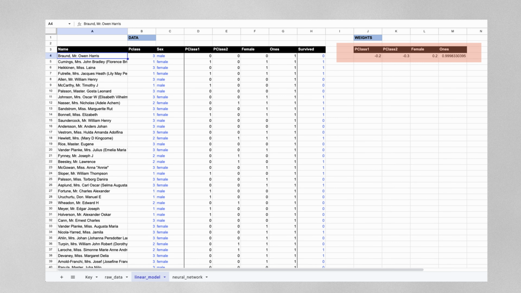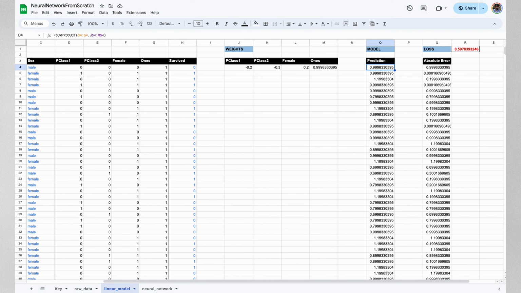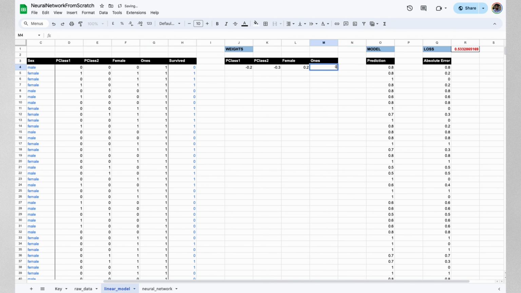We have a weight corresponding to each feature. The model makes predictions by just taking the values for each passenger, multiplying these by the weights, then adding them up, and we do that for every row. The loss column is then the difference between the model's prediction and the true value. The overall loss is the average of all those losses in the column. Now, we can twiddle the weights up and down to decrease the loss. We are training the model.